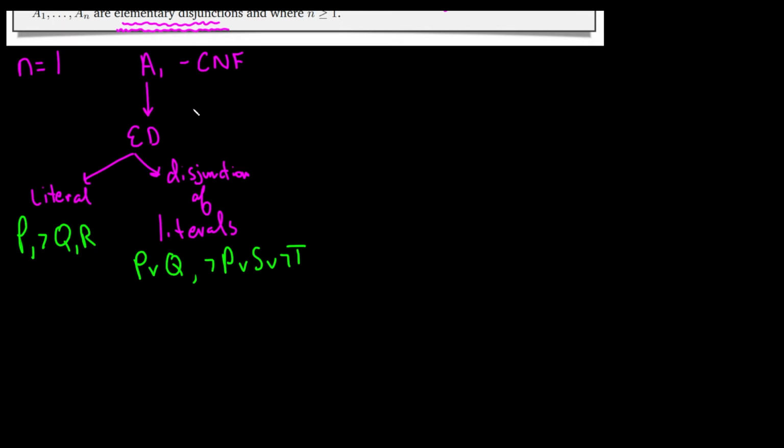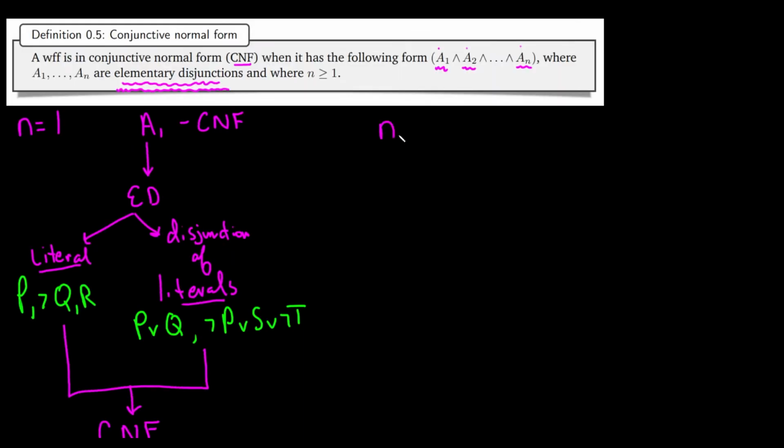and so it is a formula in conjunctive normal form. So if we're looking at a single formula and asking ourselves, is this formula in conjunctive normal form? The answer would be yes, provided you are looking at a case of a literal well-formed formula or a disjunction of literals. Now, what about the case where n is not equal to 1?